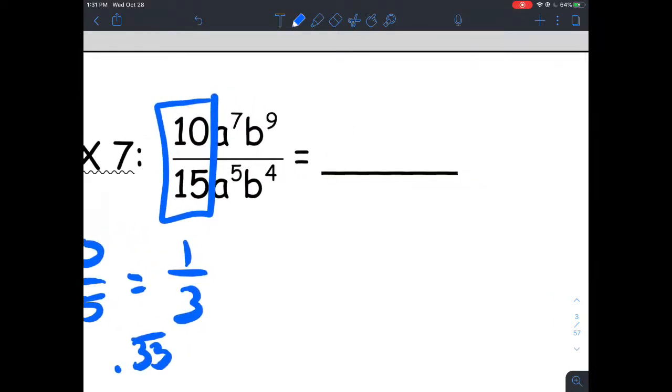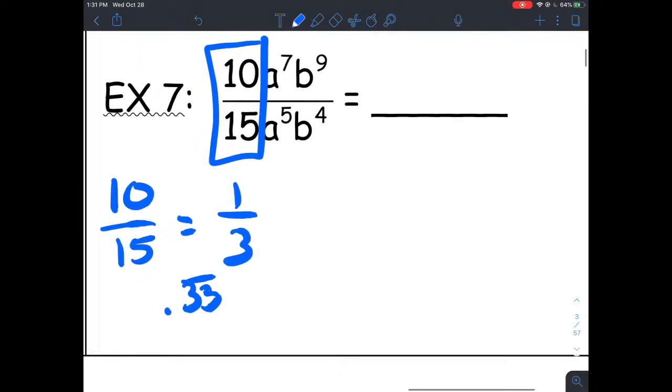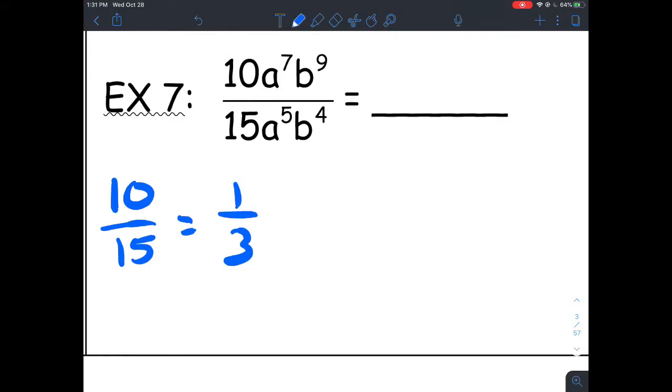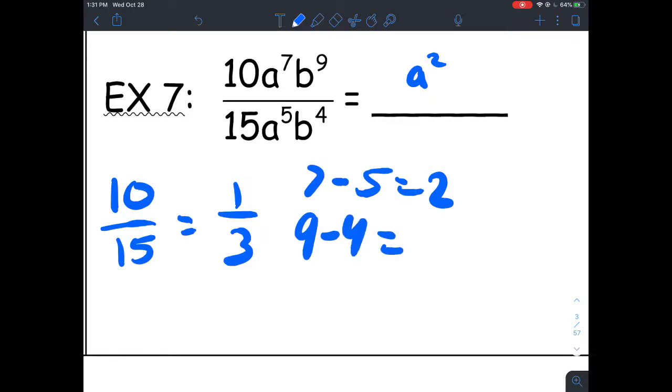So we've got our 1/3, and then we've got to do our A's and our B's here. For our A, we're going to do 7 minus 5, which is going to give us 2. So we've got a squared. And then we're going to do 9 minus 4 for b, which is going to give us a 5. And then the proper way to write this, basically what I do is I get my answer. So we have 1/3 a squared b to the 5th.